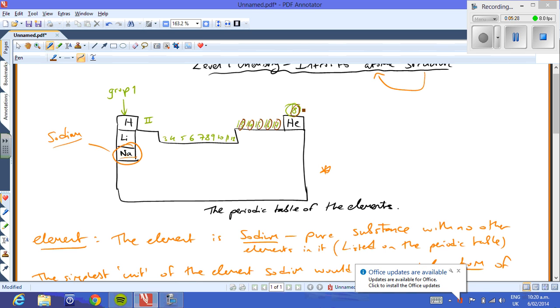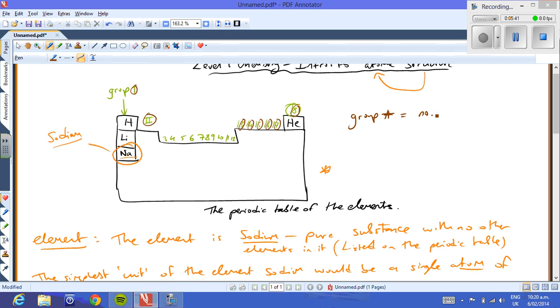Because these numbers, the group number will tell you the number of valence or outer shell electrons. So we'll just write that down. The group number is equal to the number of outer shell electrons. And remember, in class I introduced this shorthand for electron as e negative because they carry a negative charge. So the group number tells you the number of outer shell electrons, also known as the valence electrons.